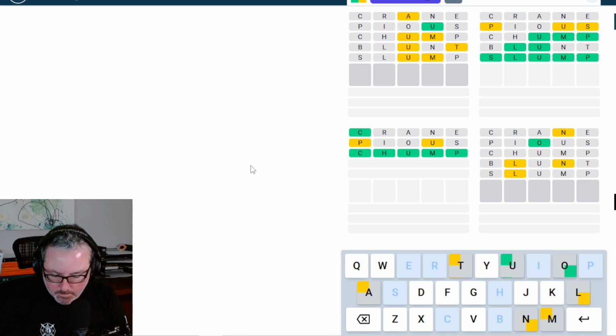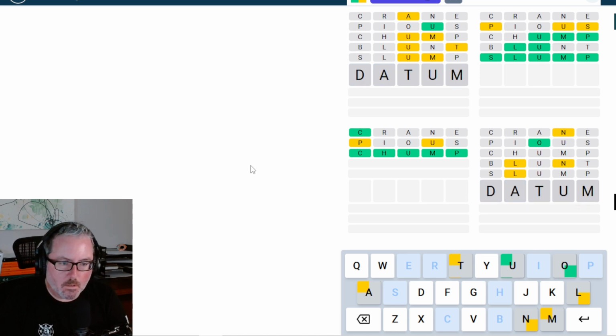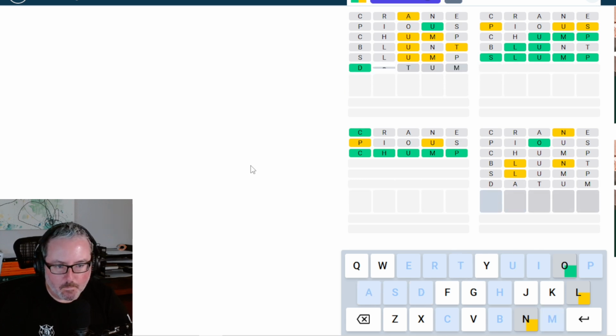So it seemed like there would be something like that. How about datum? That uses a new letter, the D. It puts the A in a possible position, puts a T in a possible position, and puts an M in a possible position. I like that. Let's do a datum. And it is datum.